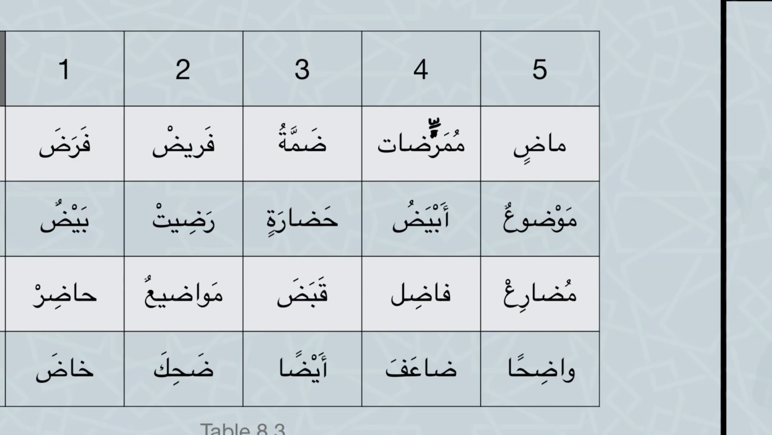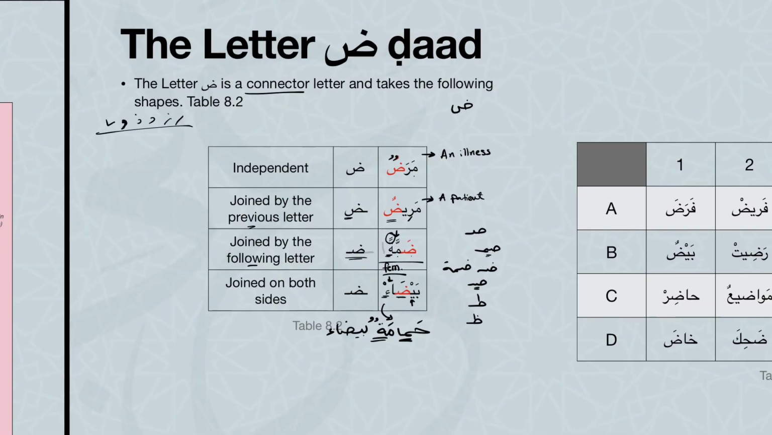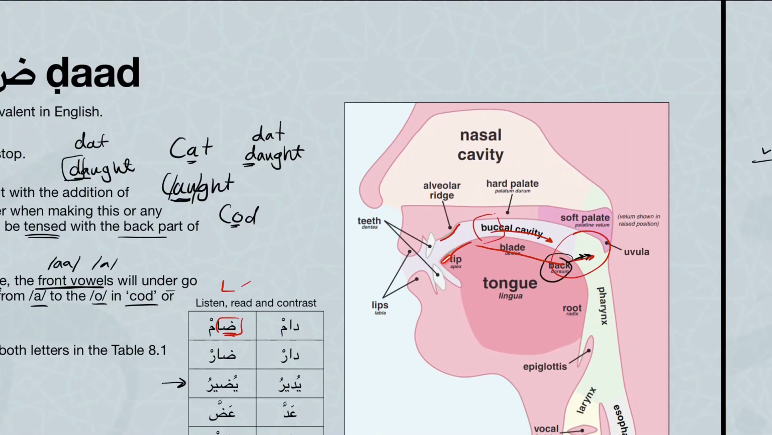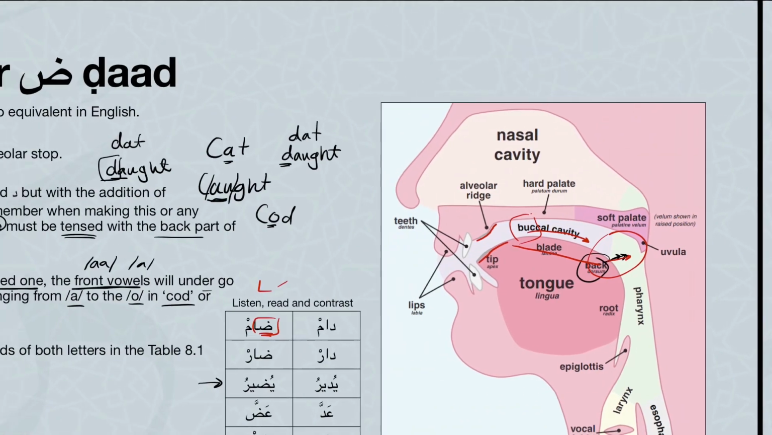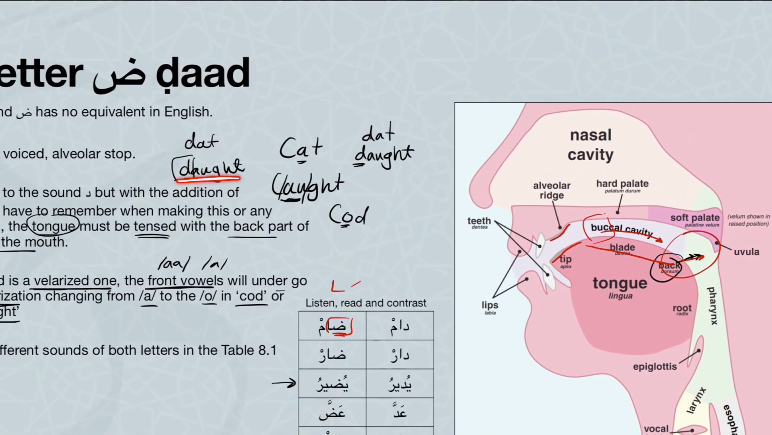موضوع. Try to make the ض more emphatic. You're probably pronouncing it as a da, which is okay at the beginning. But as we said before, you need to put more of the tip of your tongue and approximate it to the alveolar ridge here, the bumpy area behind your teeth. Because with the d, you put a small portion here, but with the ض it requires a bigger amount of your tongue.